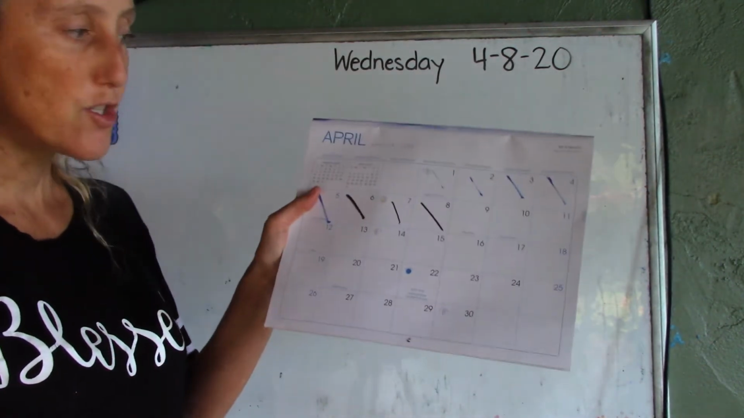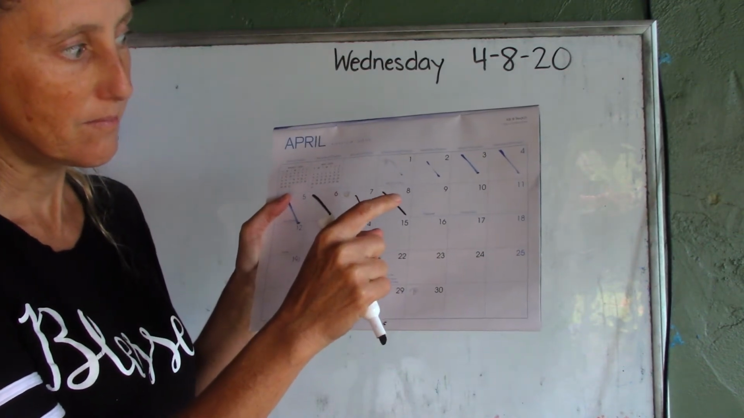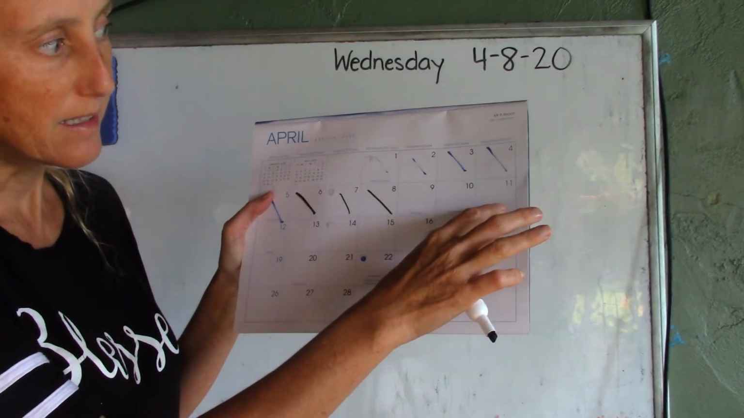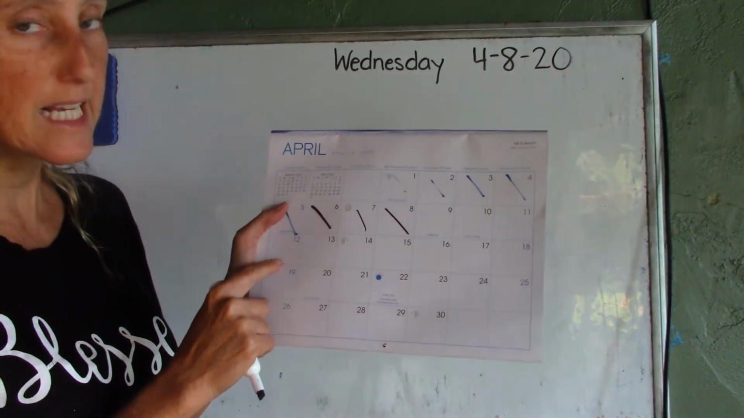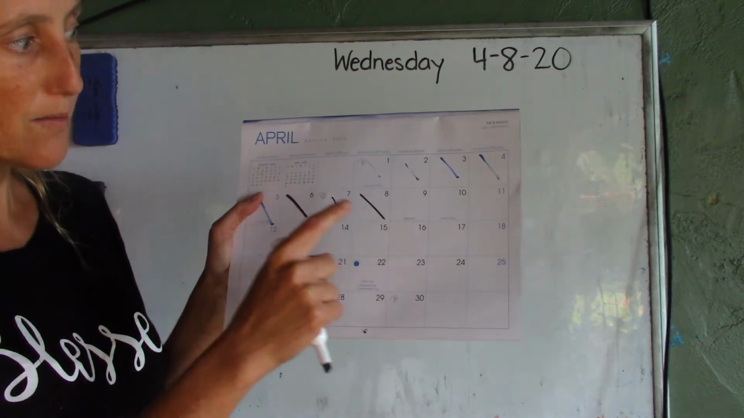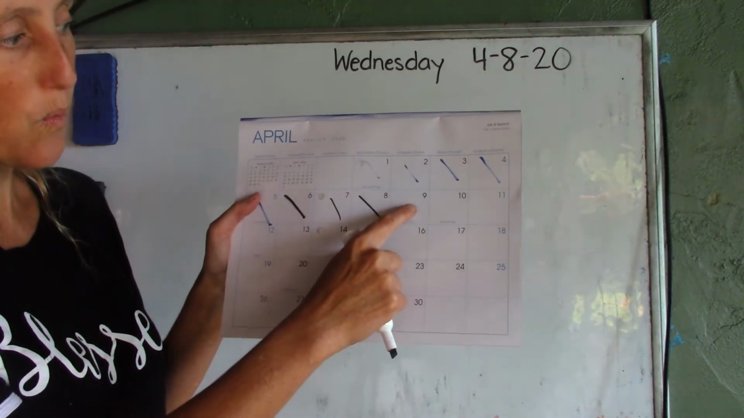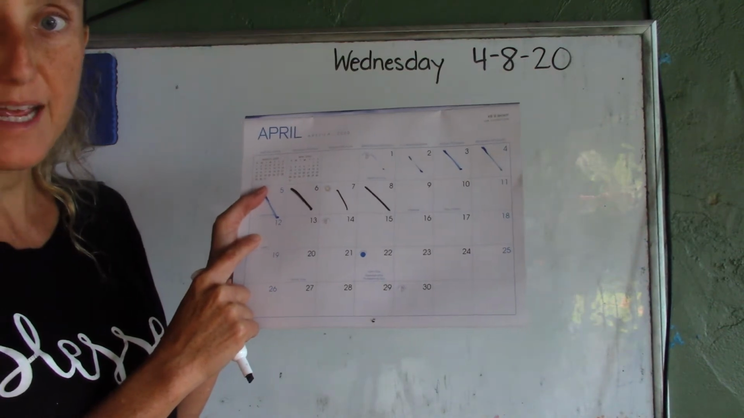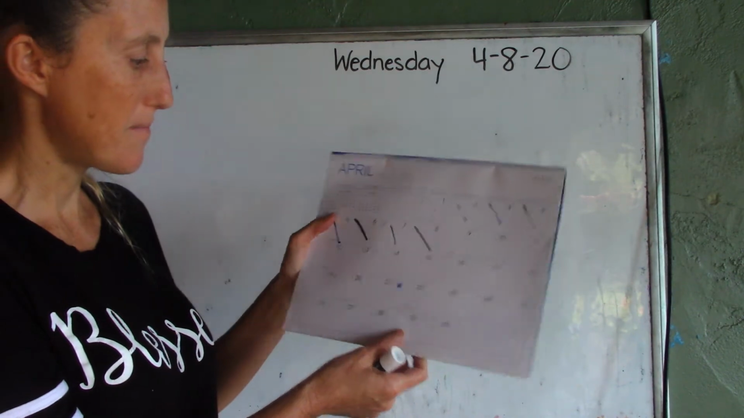All right, let's look at our calendar here. If today is the 8th, and we look over here, it says the 11th is Saturday, and then Easter is on the 12th. So ready? We're going to count. How many days until Easter? 1, 2, 3, 4. 4 more days until Easter. Good job, guys.